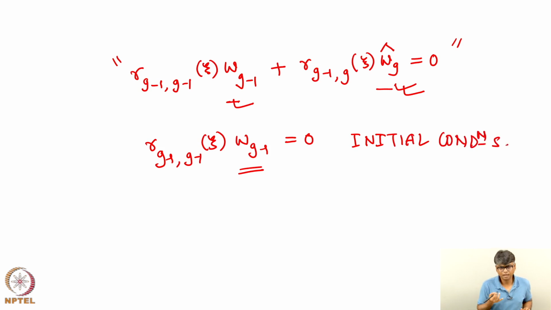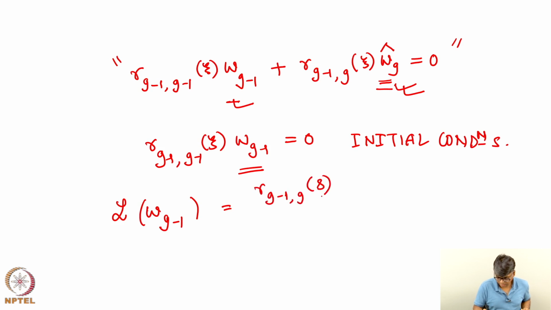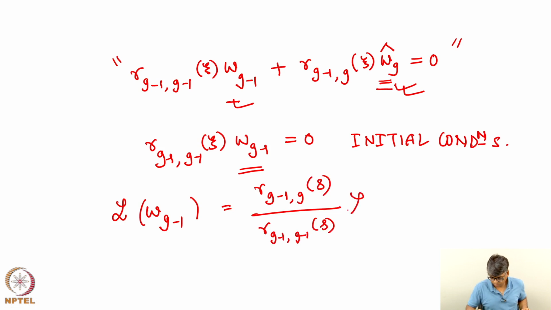Right? And then I will have to obtain a particular solution for this input. How do I do that? Well, one way of doing it would be Wg minus 1, the Laplace transform of that must be equal to the Laplace transform of, okay, I can just use the standard notation, Rg minus 1 comma Gs divided by Rg minus 1 comma g minus 1 S Wg in the Laplace transform. Yeah? The Laplace transform of Wg hat.